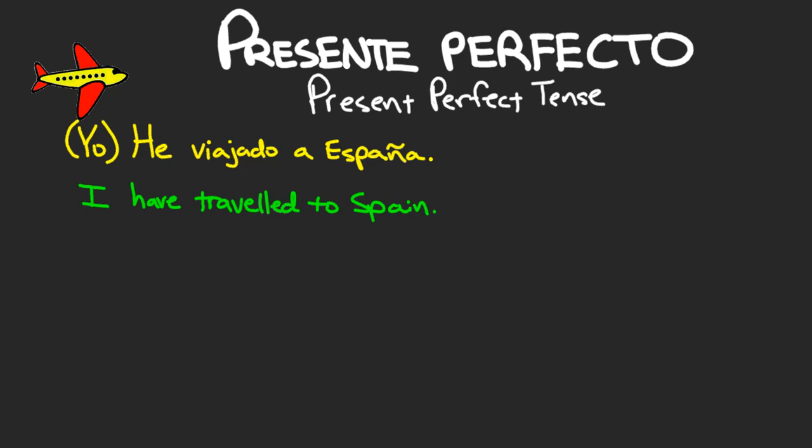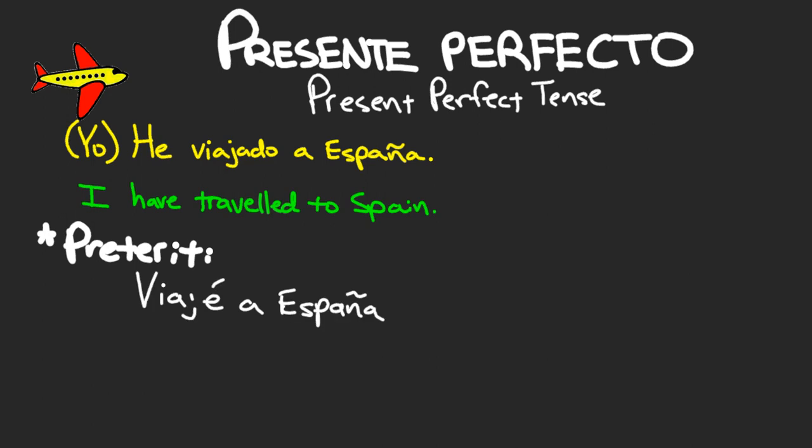Because while technically it's a tense in the present tense, it seems a lot like actions that happened in the past. So let's take a look at what this phrase would look like in the preterite. If we were to use the preterite, the phrase would be viajé a España, which if we draw a little timeline looks something like this.